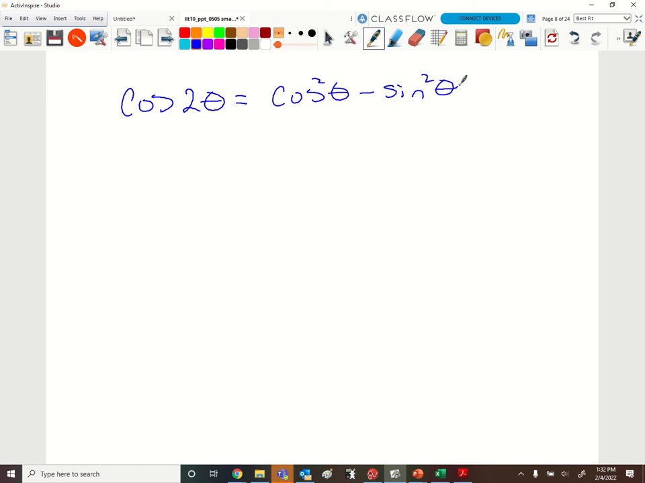So since I know all 3 of those, I might as well just use them. And it makes life a little bit easier when I do the math. So cosine. When I'm plugging in cosine, I put in parentheses. So what did we say cosine was? 3 over 5.